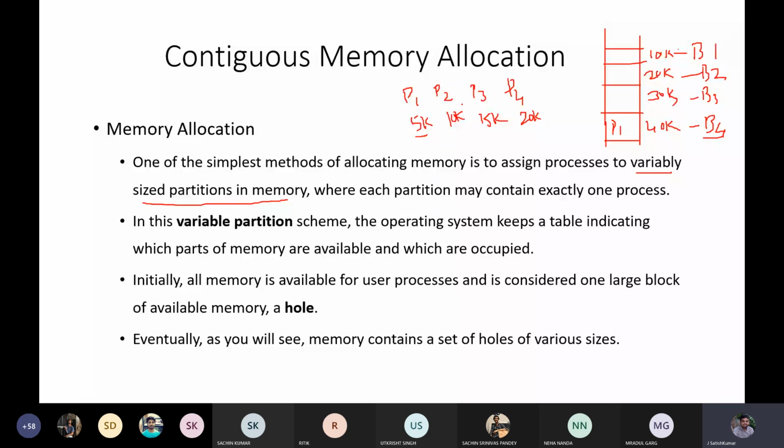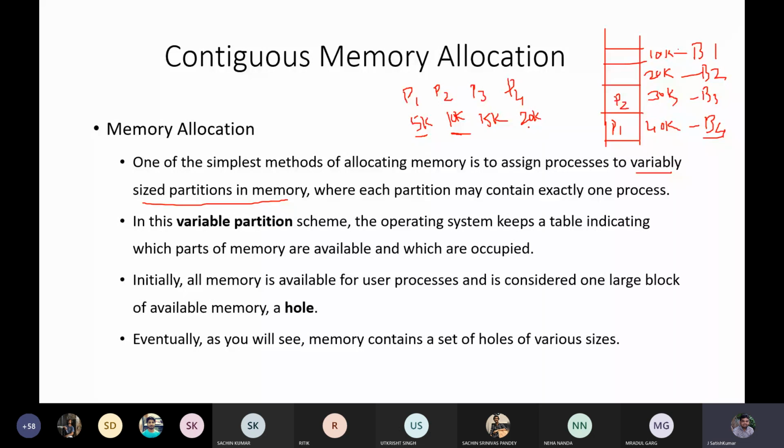Okay, so now the operating system will say that block 4 is occupied by P1. So when P2 is coming, for P2 it is 10 kilobytes. Now it will say that only block 1, block 2, block 3 are available. So P2 can go into any one of these blocks based on the available blocks. It will fit. Suppose it goes into B3. P2 will go into B3.